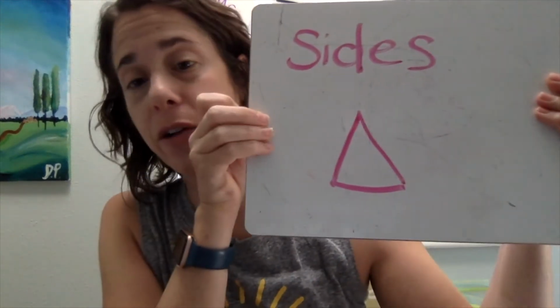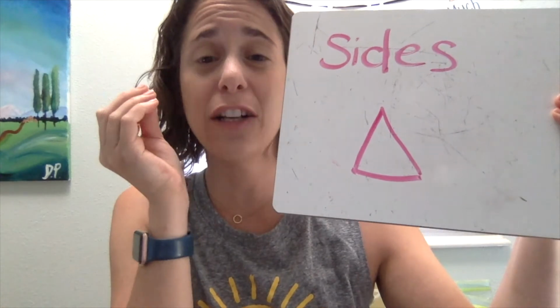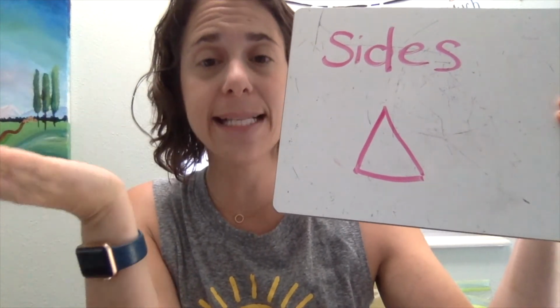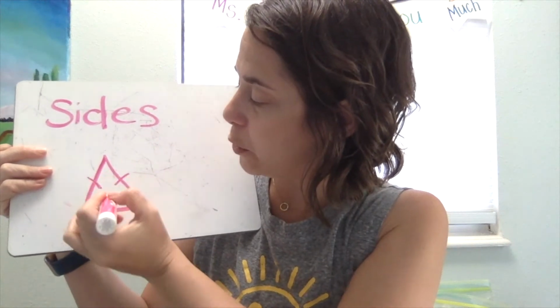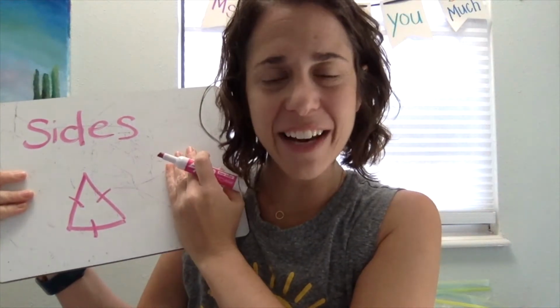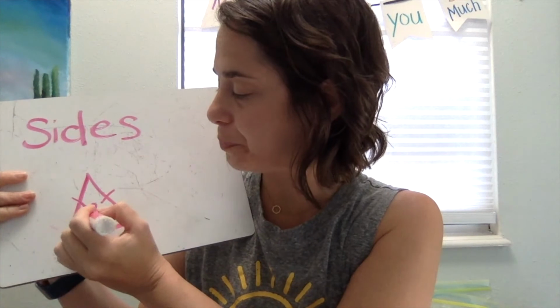Everybody see the triangle? That's my triangle. I need to show you how many sides there are. 1, 2, 3. That's how you count it. And I'm going to write a 3.